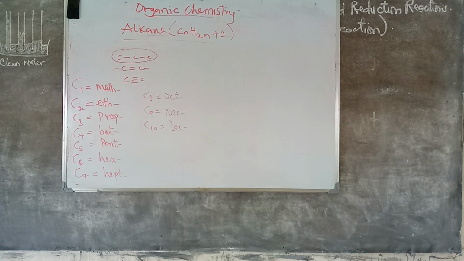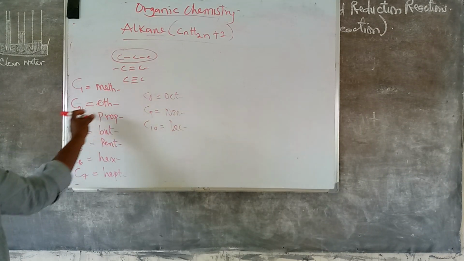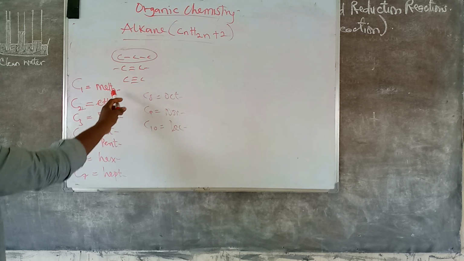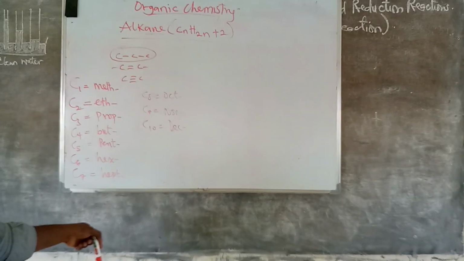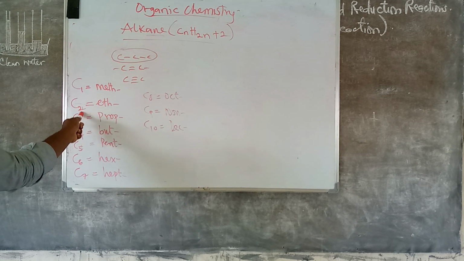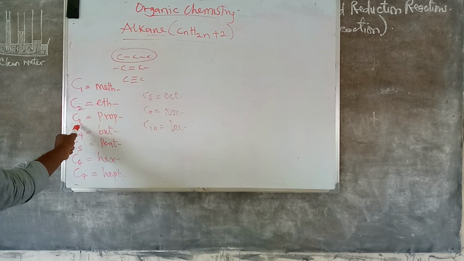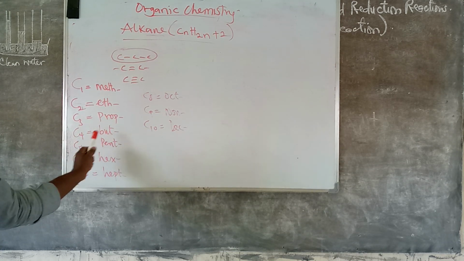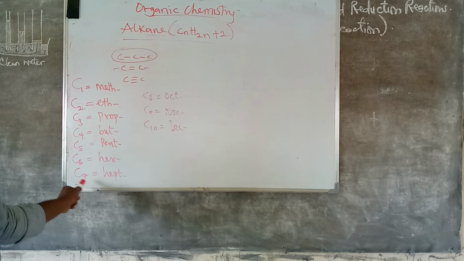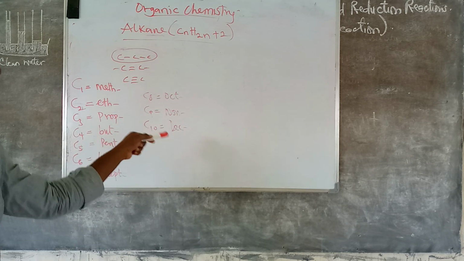If we have one carbon atom, the preface is meth-. Check the hyphen I put there, meaning that a suffix is coming. That is why I'm putting that hyphen at the last. All these ones are prefaces. When we have two carbon atoms, we call it eth-, and the suffix is also coming. Three carbon atoms, prop-. Four, but-. Five, pent-. Six, hex-. Seven, hept-. Eight, oct-. Nine, non-. And ten is dec-.